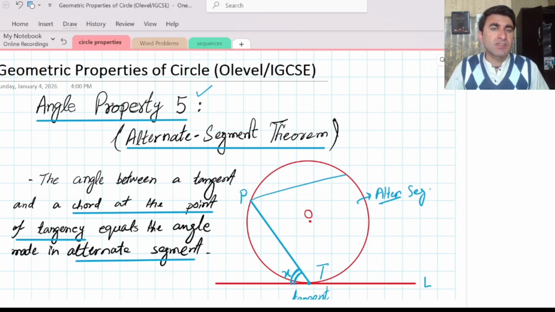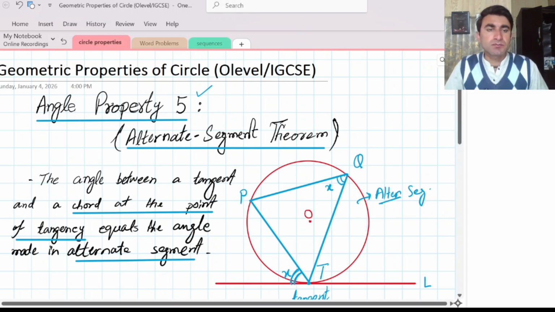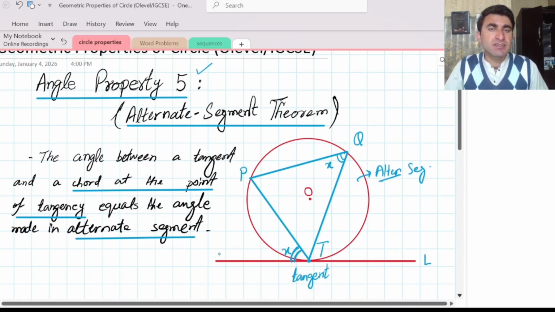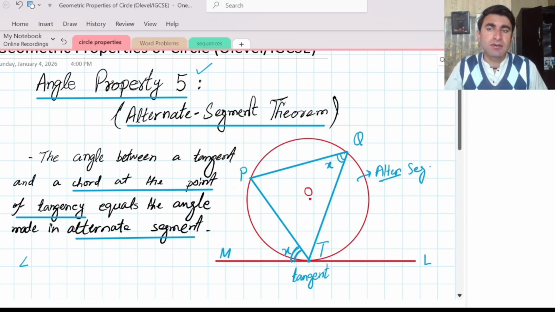Suppose the angle at a position Q over here, it will equal the angle x. This position Q can be anywhere in this alternate segment, or the major segment. So according to this property, if I say this point is M, then angle MTP, as it is formed at position T, shall equal the angle PQT.